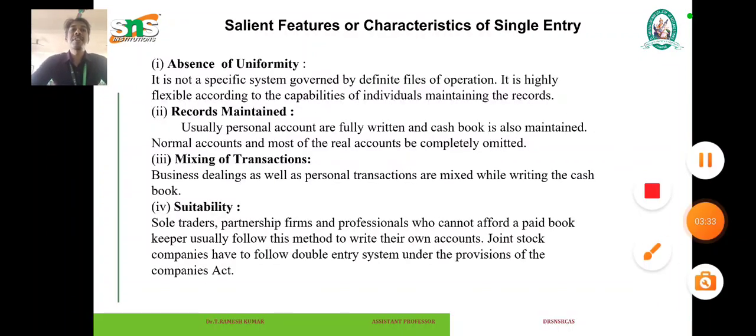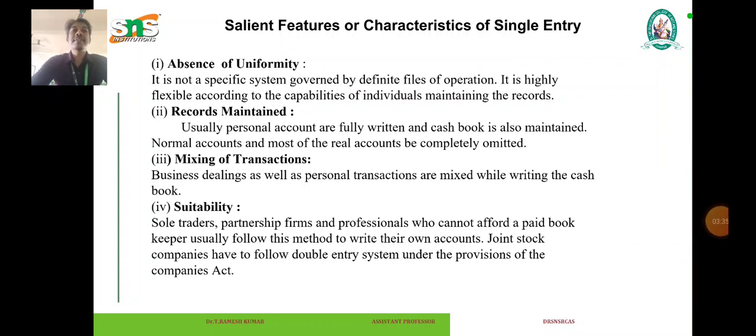Next, salient features or characteristics of single entry system. First one, absence of uniformity. It is not a specific system governed by definite rules of operation. It is highly flexible according to the capability of individuals maintaining their records. Second one is records maintained. Usually personal accounts are fully written and a cash book is maintained, but nominal accounts and most of the real accounts are completely omitted.